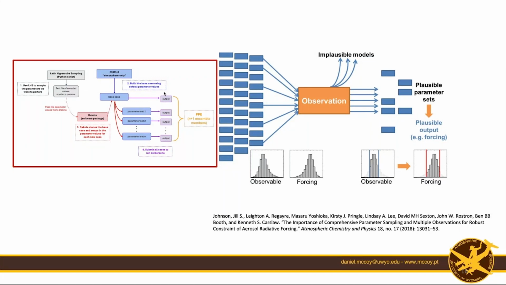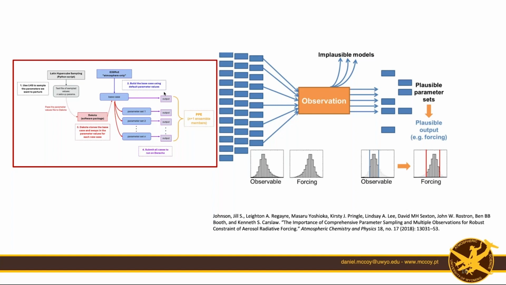observations. And the hope here is that once we do that, the emergent behavior of the model, for instance, the forcing in this case, and I've just stolen this figure from Jill Johnson, is constrained by what we can actually observe in the current climate.